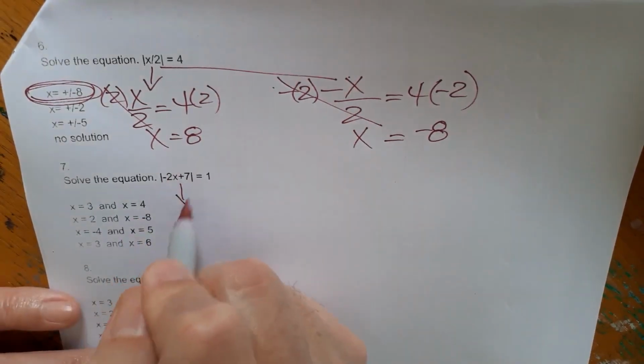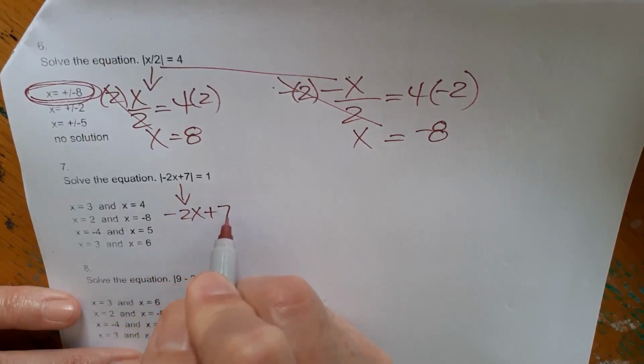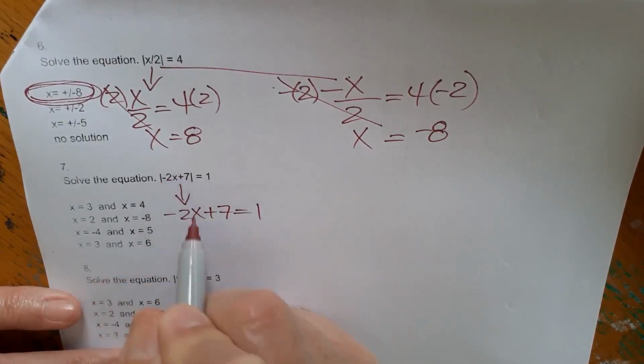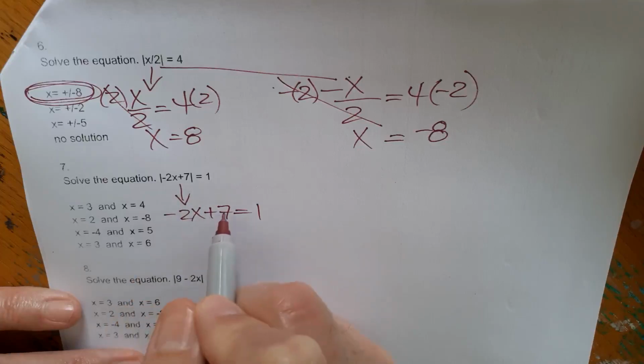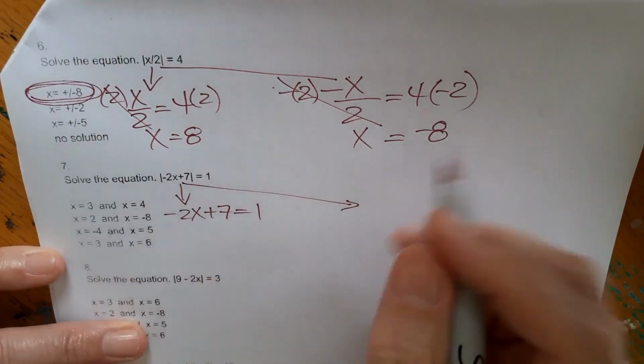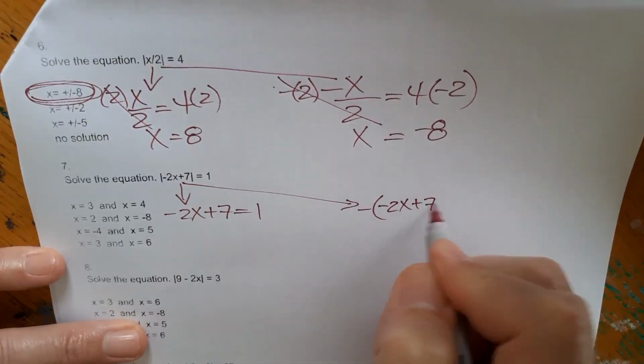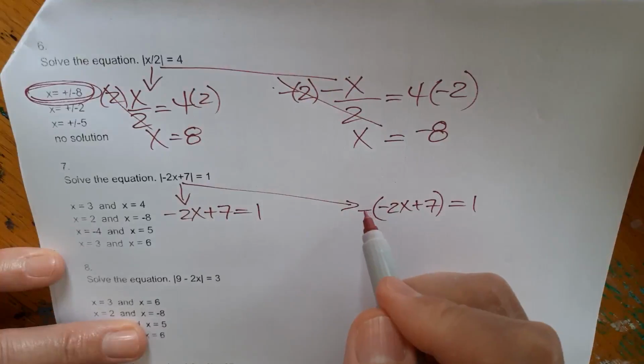All right, now it gets a little bit more complicated, but the same thing we're going to do. We have -2x plus 7 equals 1. We're going to solve that. Notice it's exactly as it's written, but we dropped the absolute value sign. Also, it could have been negative, so let's put a negative on -2x plus 7 equals 1. And let's multiply.